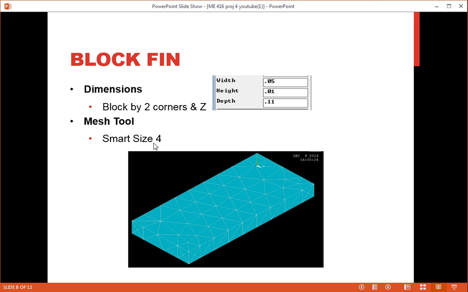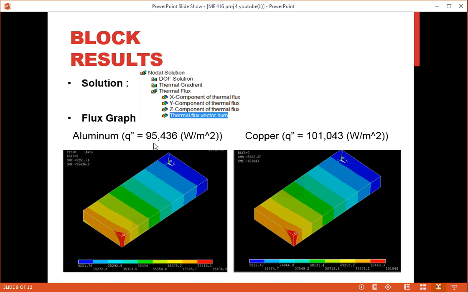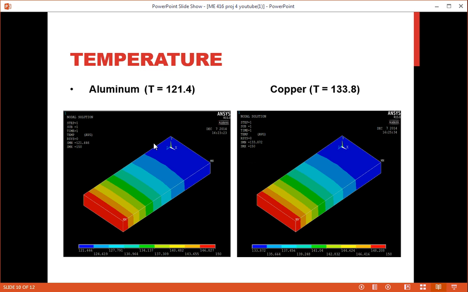For a block fin, our dimensions again are shown above, and we did another smart mesh size of 4. For our results, we got a heat flux of 101,000 for the copper, which again was higher than the aluminum. The temperature for the aluminum, however, was again less than that of the copper at the end.